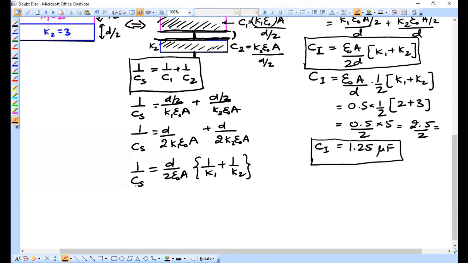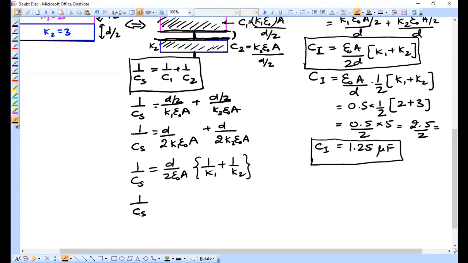Or the same can be reciprocated to get the formula for CS, and that happens to be epsilon naught A by 2d. This entire expression gets reciprocated, and it will become 1 by k1 plus 1 by k2. Or what you can also do is rewrite this expression. If you're not able to, let me just run it up. Let me rearrange this.